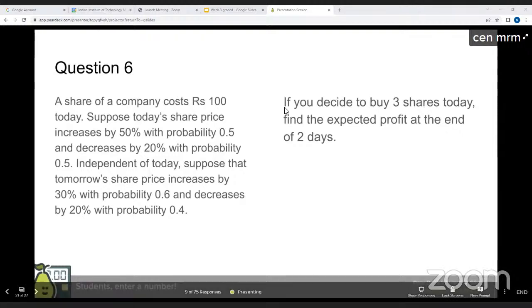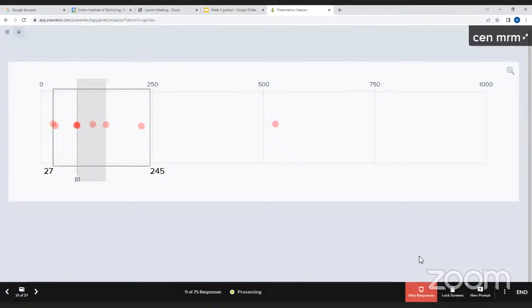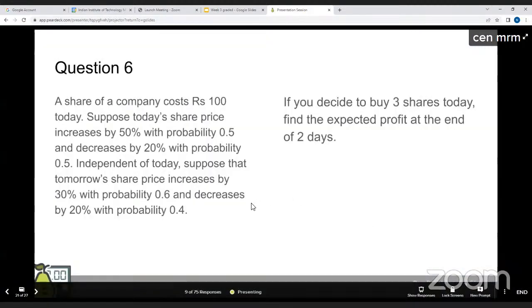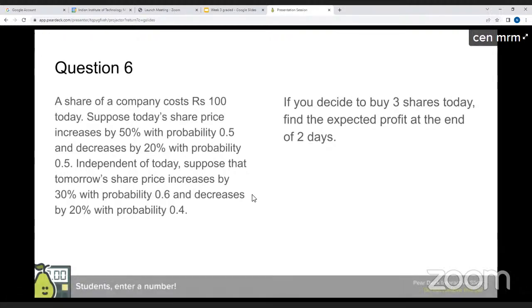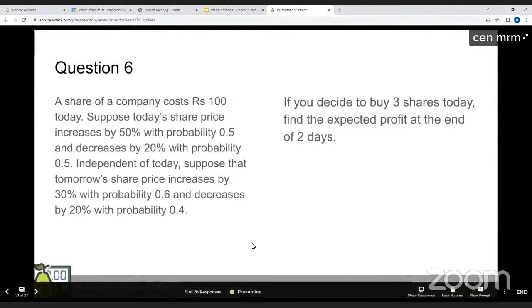So let's quickly go through this problem here. Many of you have answered 81. So the problem statement is clear to all of you? Is the problem statement clear? Yes.